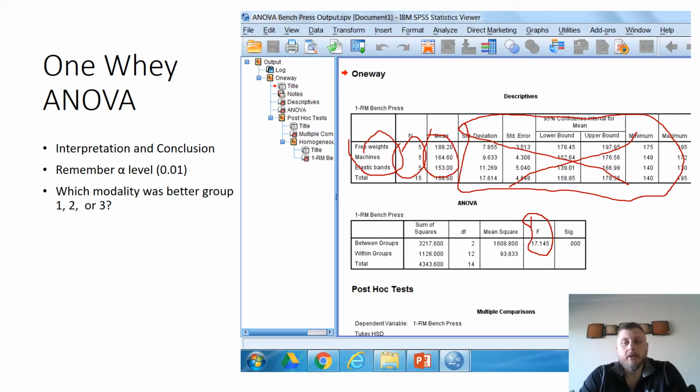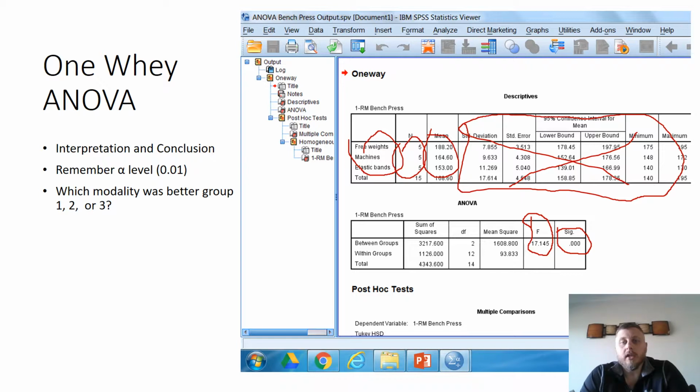Which would change the significance if that number was smaller. But also we want to look at the significance. So if you remember what the alpha level was, which is 0.01, or 1%, you can see the results are significant here. So what are we doing? Are we accepting or rejecting the null hypothesis in this?